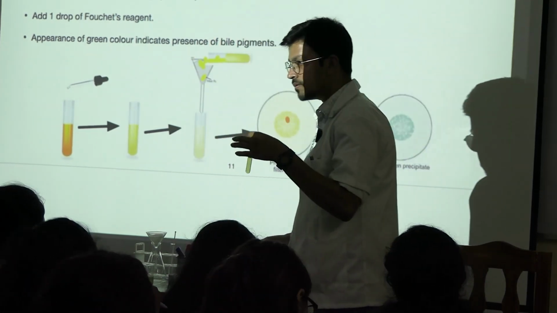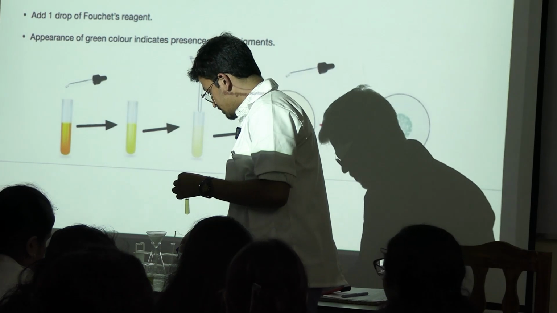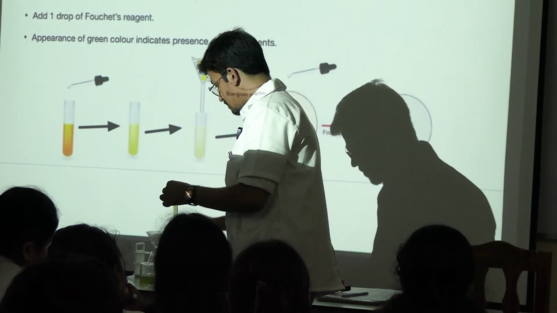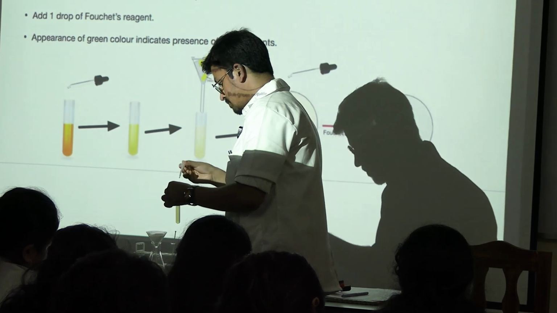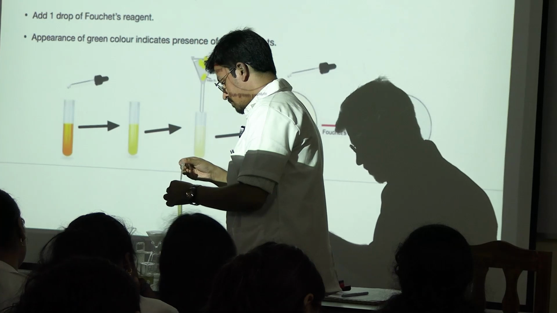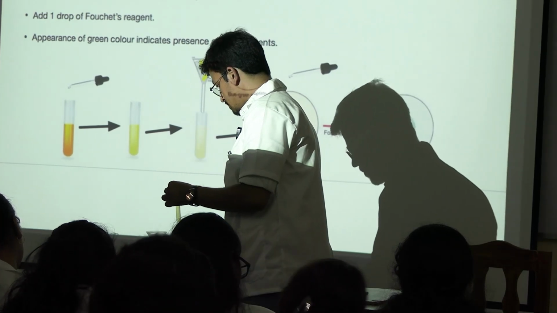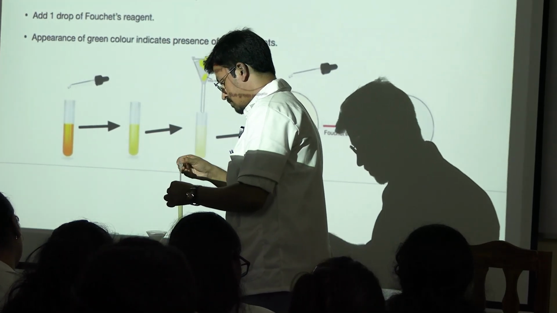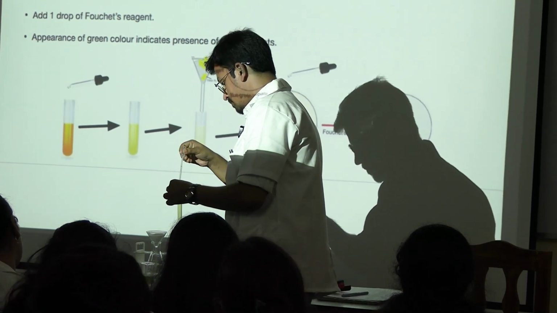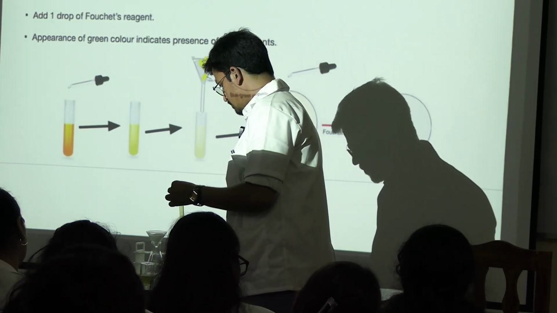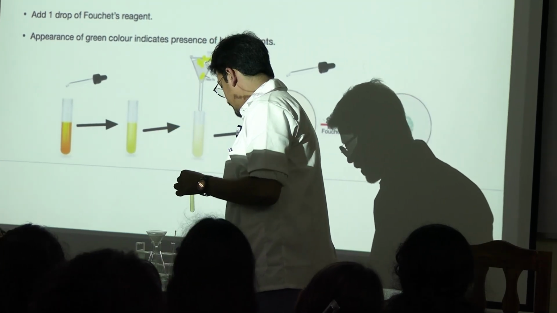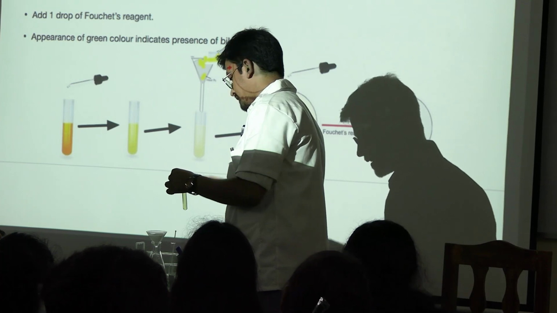This is the urine sample. Okay. This is the barium chloride I have added into it. Okay, fine. Now I will add what? Glacial acetic acid.